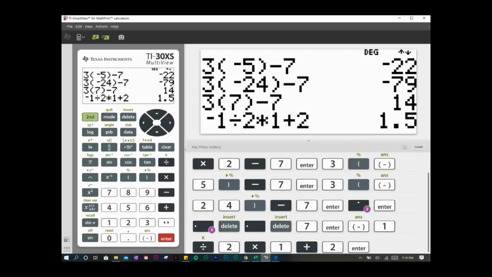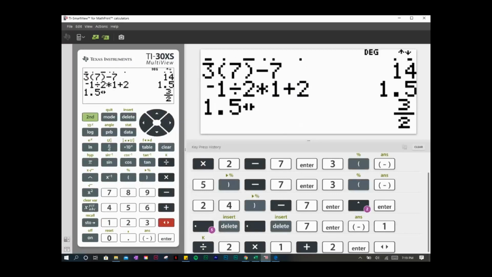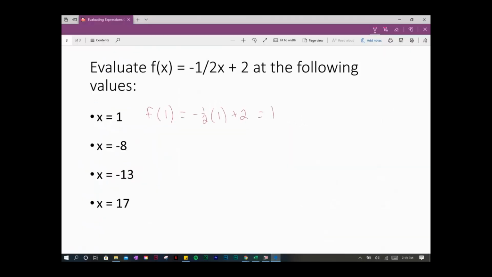We get 1.5, and then if you want the fraction, remember to use the toggle button there above enter, and it tells you the fraction form is 3/2. So depending upon what the directions say, if it wants it as a fraction or a decimal, depends upon what form you need.